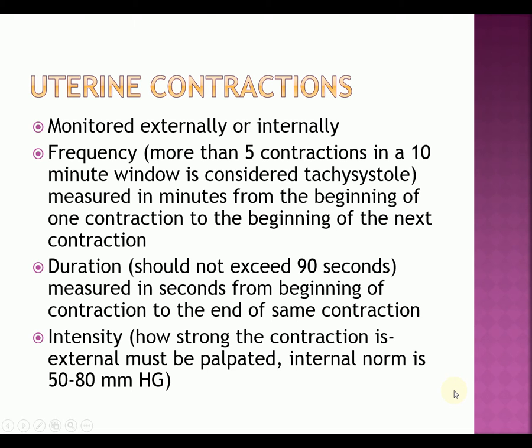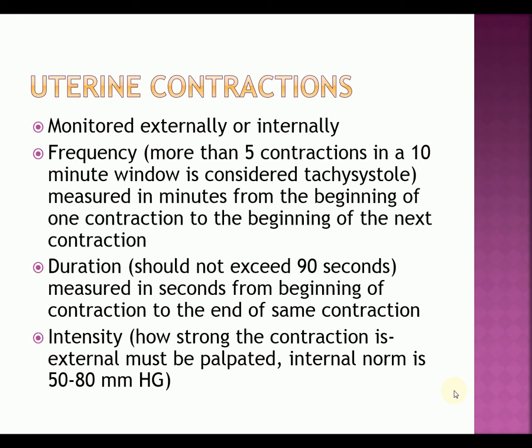Okay, so frequency again is that you measure it in minutes from the beginning of one contraction to the beginning of the next contraction. You see I have parentheses here that if you have more than 5 contractions in a 10-minute window, that's considered tachysystole. And if it's tachysystole, we have to intervene. So if we have more than 5 contractions in a 10-minute window, that's a contraction every 2 minutes. Get my math straightened out here.